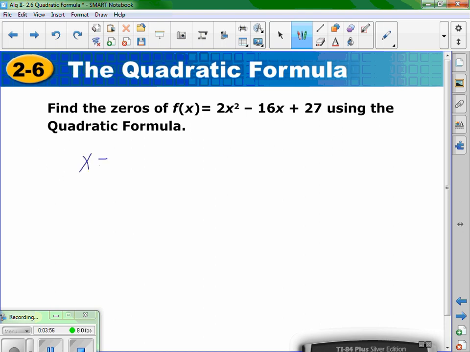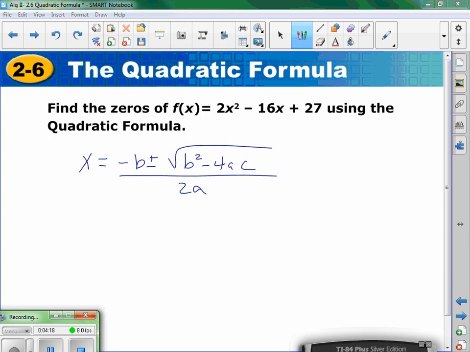x equals -b plus or minus square root b squared minus 4ac all over 2a. When you solve a problem, I want you to write the function or the formula down. The more you write something down, the more likely you are to remember it. Now I'm also going to do this. I'm going to write a, b, c.